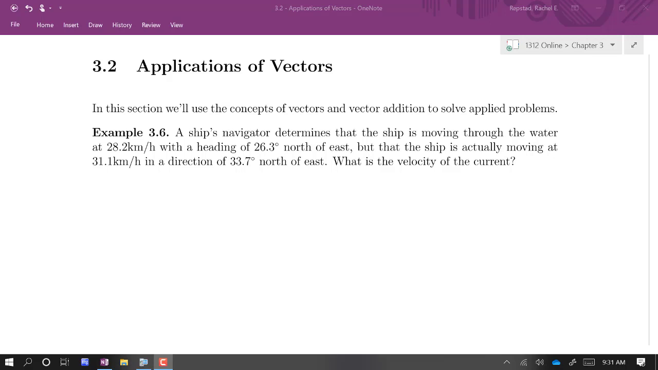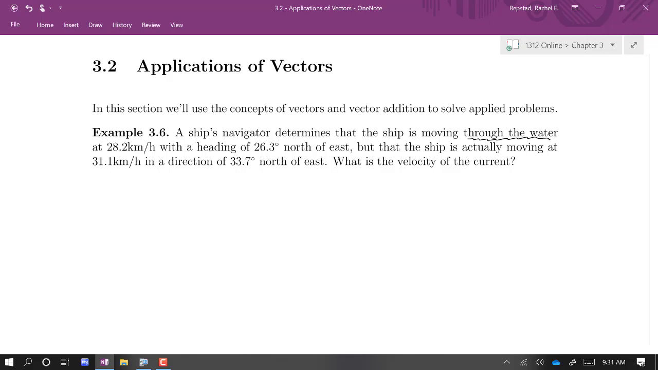Well, we'll start here. This is a velocity problem. A ship's navigator determines that a ship is moving through the water, so that's in reference to the water, at 28.2 kilometers per hour with a heading of 26.3 degrees north of east, but that the ship is actually moving at 31.1 kilometers per hour in a direction of 33.7 degrees north of east. And we want to know what is the velocity of the current.